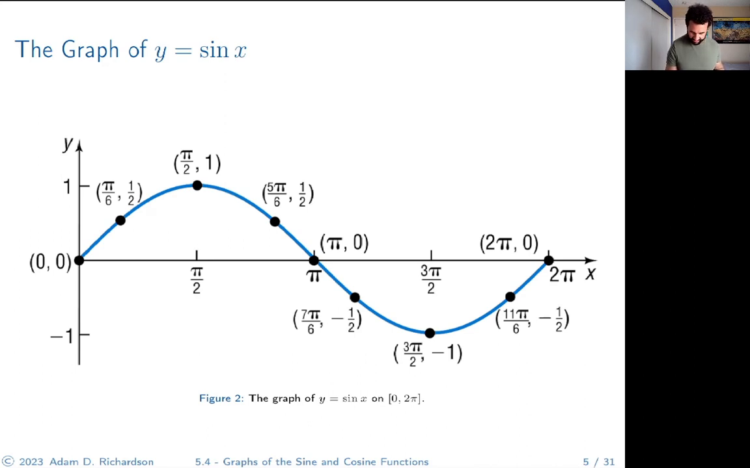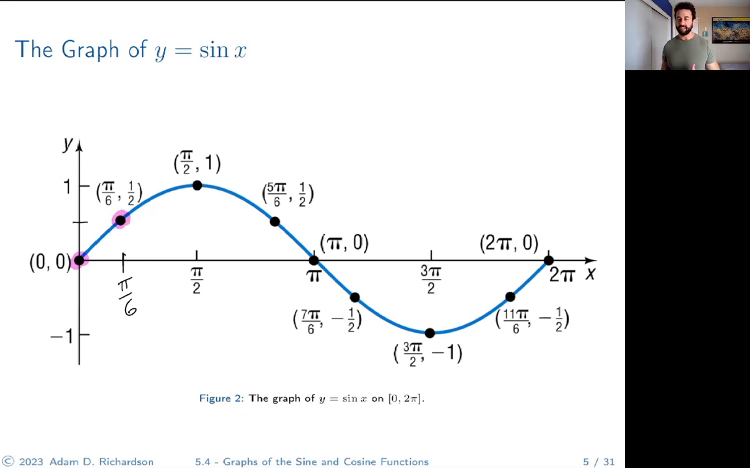So let me do this. When x is 0, or when theta is 0, the value of sine is 0. Why is that? Because the vertical displacement at an angle 0 is 0. Then, as your angle increases, the vertical displacement goes up, right? So when you're at the point pi over 6, the sine function has a value of 1/2. So you get that point right there.